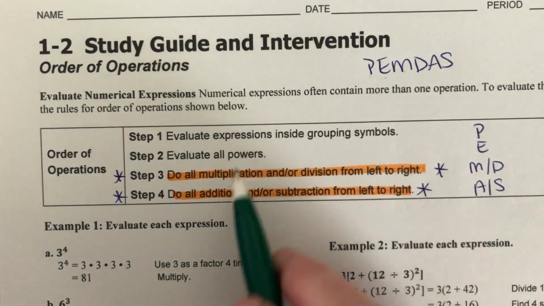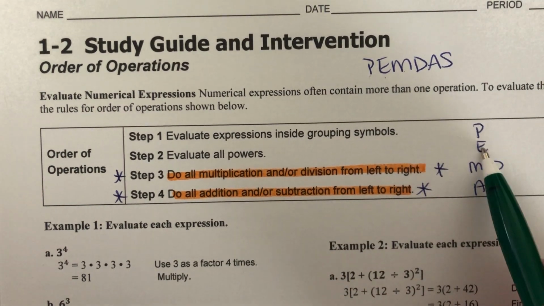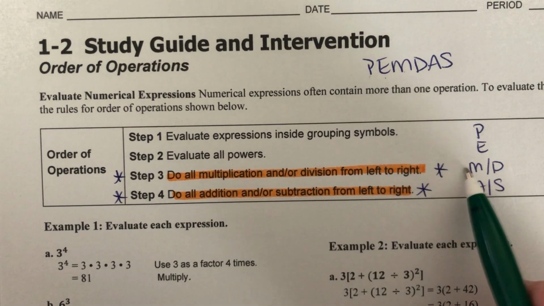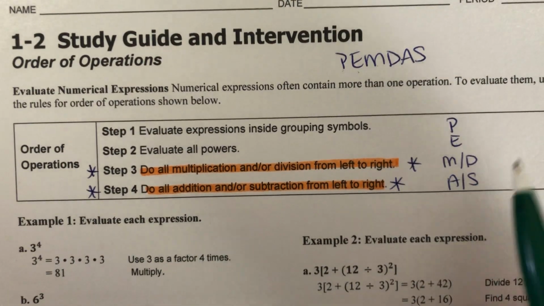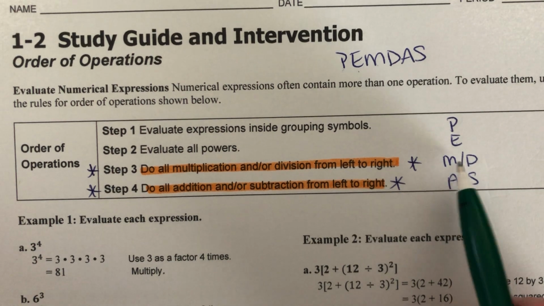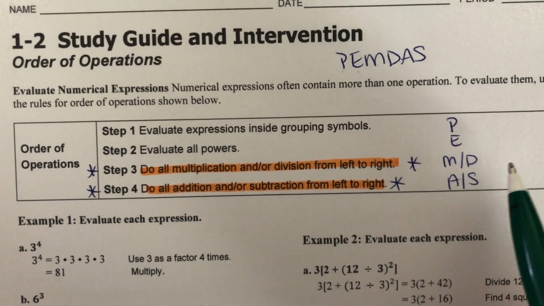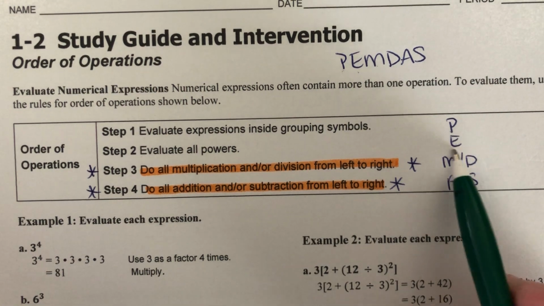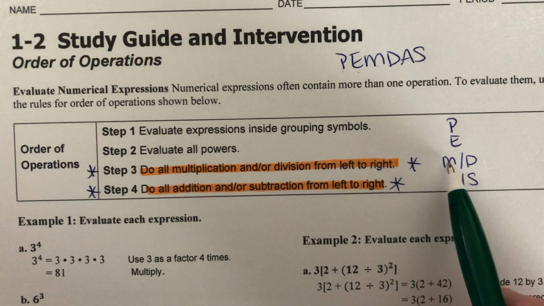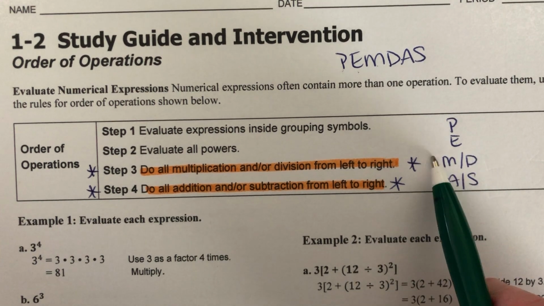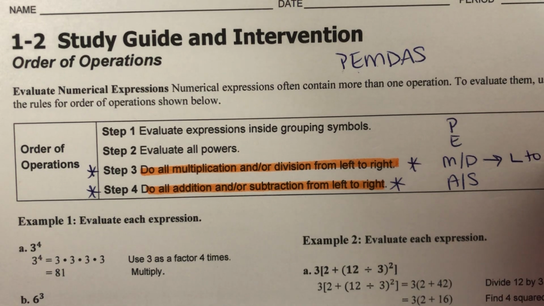So I want you to think of it. It's written out here correctly, but I want you to think of it this way. PE and then M and D are equals, right? Doesn't matter which one comes first. You solve it in order from left to right. So if division comes first when you're reading it left to right, then divide first and then multiply. This step comes before adding and subtracting, but you do not have to multiply before you divide. You just solve it in order from left to right. So I'll put L to R.